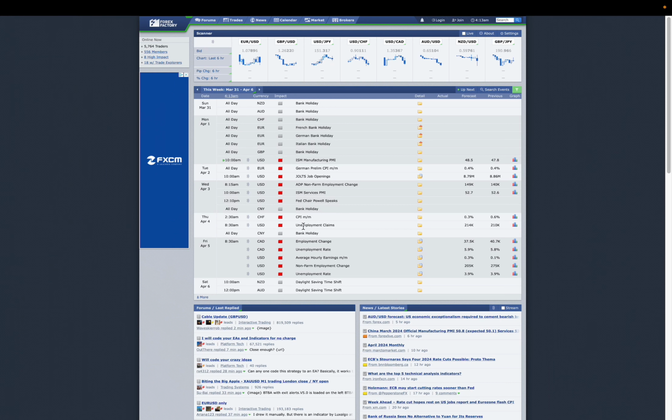NFP protocol is really simple, as ICT teaches. After Wednesday New York AM, you're not touching the market anymore for the USD pairs. What you can expect is other pairs to move. So for example, if the DXY is consolidating pre-NFP, you can look at the exotics like the Canadian or New Zealand dollar or AUD. So with this in mind, let's go back to the chart.